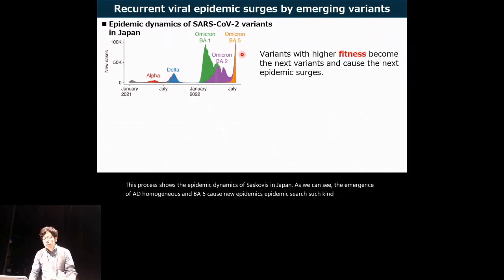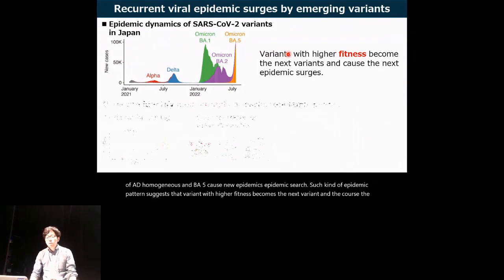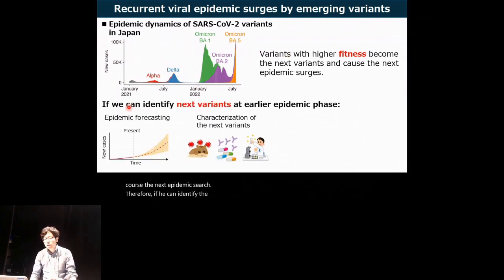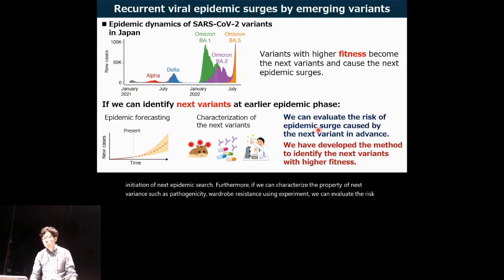Such an epidemic pattern suggests that a variant with higher fitness becomes the next variant and causes the next epidemic surge. Therefore, if we can identify the next variant at an earlier epidemic phase, we can forecast the initiation of the next epidemic surge. Furthermore, if we can characterize the properties of the next variant, such as pathogenicity or drug resistance, using experiments, we can evaluate the risk of epidemic surge caused by the next variant in advance. Therefore, we have developed methods to identify the next variant with higher fitness.